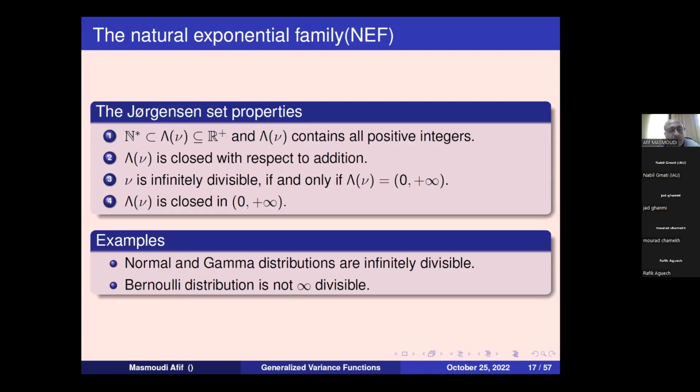The Jorgensen set is closed with respect to addition, and nu is infinitely divisible if and only if the Jorgensen set is equal to the open interval (0, +infinity). It's clear that normal, gamma, and inverse Gaussian are infinitely divisible, but Bernoulli and multinomial are not infinitely divisible.